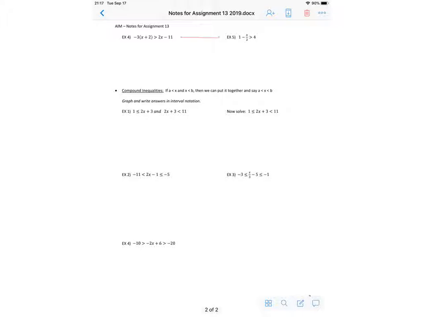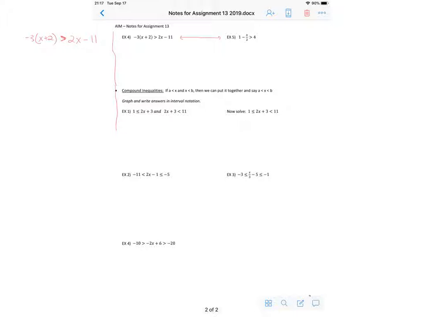Okay, so for these inequalities up here, we solve inequalities. So I'm actually going to work example 4 out two ways. I'm going to rewrite it over here. Negative 3 times x plus 2 is greater than 2x minus 11. There we go. So this first way I'm going to work it out is to show you what happens with some inequalities, just so you know how to operate with it.